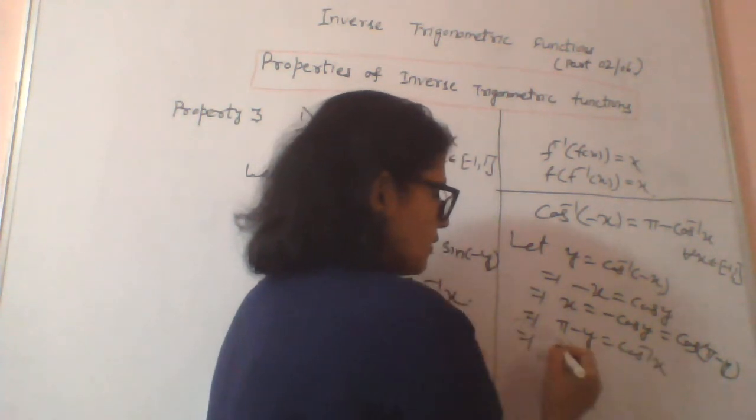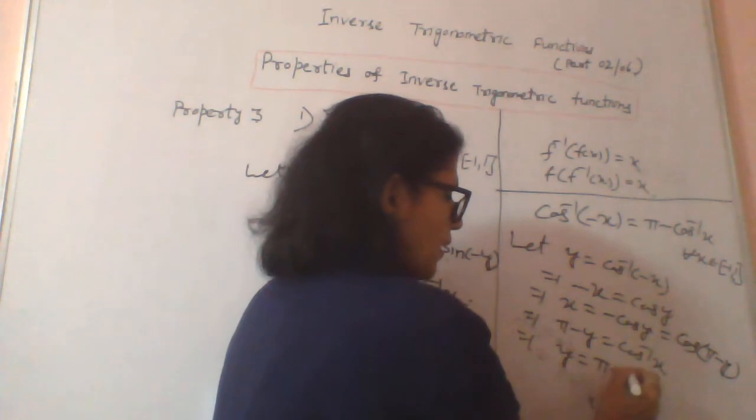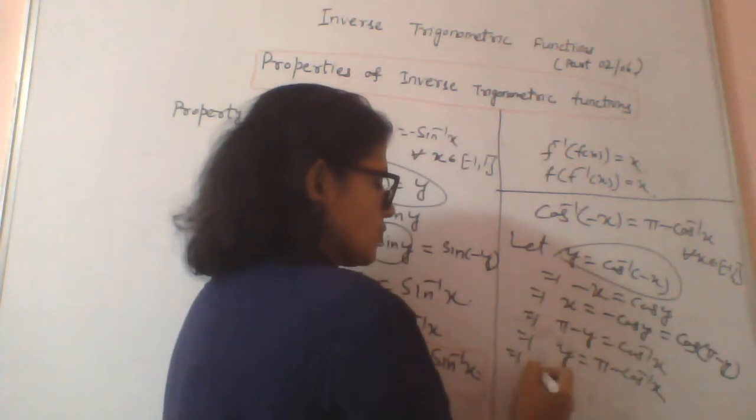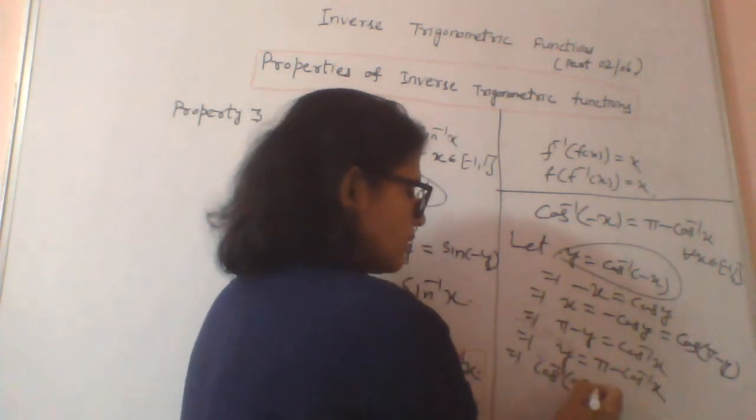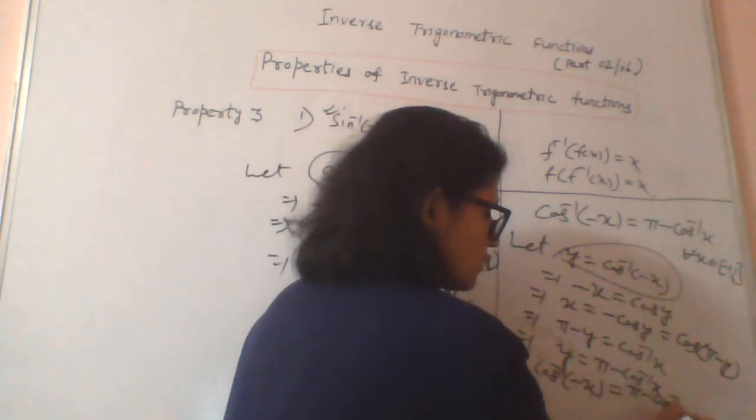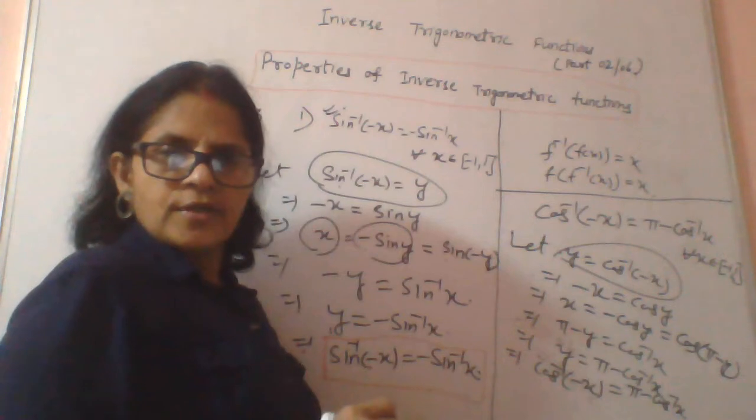So you can say y equal to pi minus cos inverse x. Y means what? Y means cos inverse minus x. So we are getting cos inverse minus x equal to pi minus cos inverse x. Okay, so is it clear to all of you?